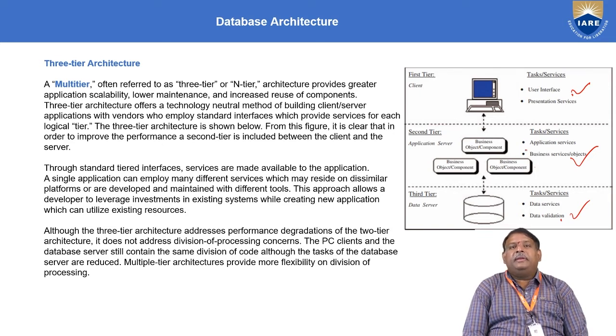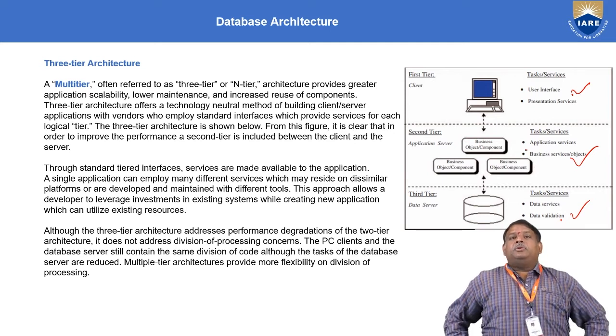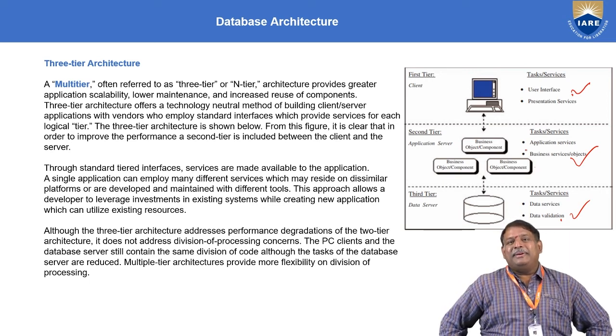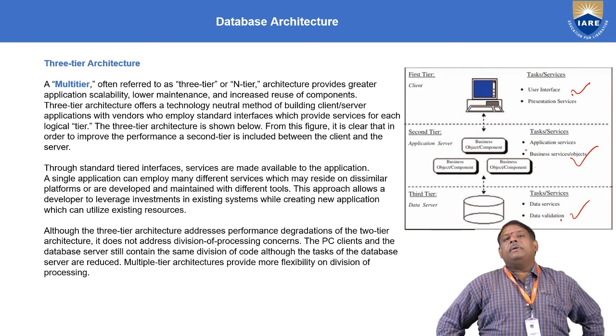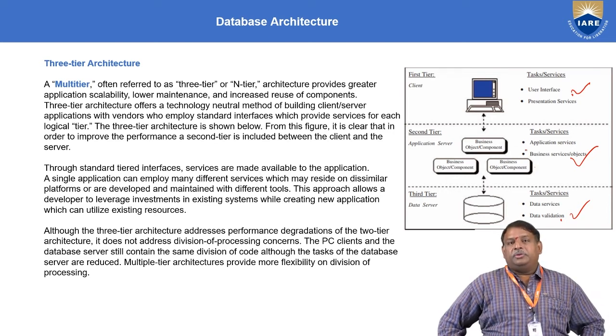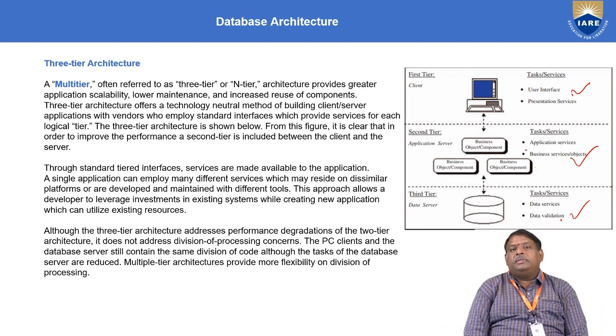A single application can employ many different services, which can reside on dissimilar platforms or be developed and maintained with different tools. This approach allows the developer to leverage investments in existing systems while creating a new application which can utilize existing resources. Although the three-tier architecture addresses the performance degradation of the two-tier architecture, it does not address division of processing concerns. The PC client and the database server still contain the same division of the code, although the tasks of the database server are reduced.